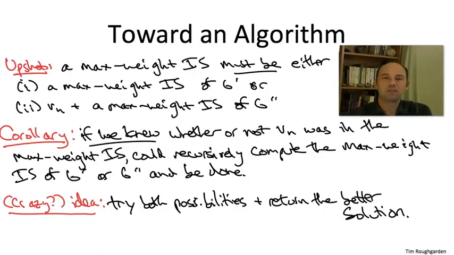Why do I suggest that maybe this is crazy? Well, if you stare at this and you think about the ramifications of trying both possibilities as you recurse down the graph, this may start feeling a little bit like brute force search. And in fact it is. This is just a recursive organization of a brute force search. Nevertheless, as we'll see in the next video, if we're smart about eliminating redundancy, we can actually implement this idea in linear time.